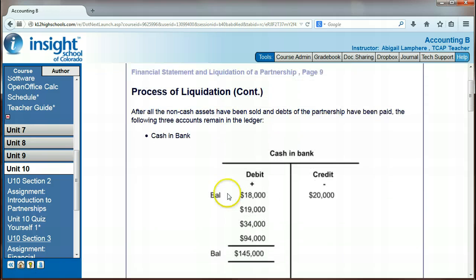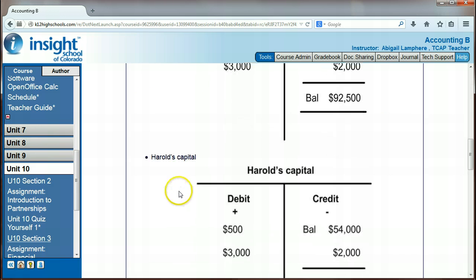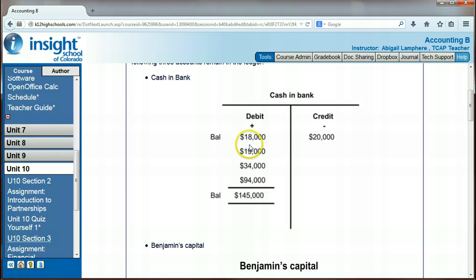Okay, so once we've sold off all of our assets and paid off our liabilities, we now have 3 accounts left open. We have our cash in bank account, we have Ben's capital account, and we have Harold's capital account. So you'll notice in our T accounts, we recorded all the transactions that just took place. So we had a balance of $18,000. This $19,000 shows the accounts receivable that we sold and debited to our cash in bank account. The $34,000 is the merchandise inventory that we sold, and the $94,000 was the equipment that we sold.